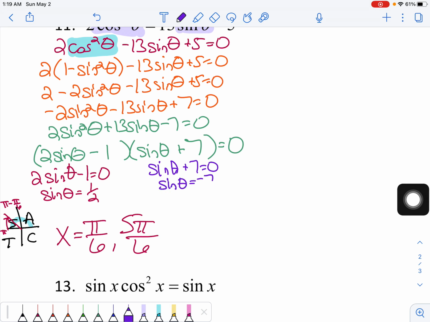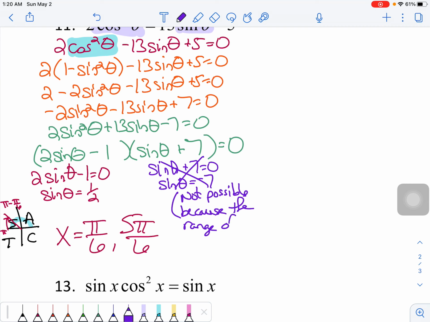So this is going to be the sine of theta is equal to negative 7. Negative 7 is not in your trig chart. Positive 7 is not in your trig chart. And hopefully you recognize that that's not possible. So there is no possible solution here. And what I'm going to give you is a note here. This is not possible because the range of sine theta is from negative 1 to 1.